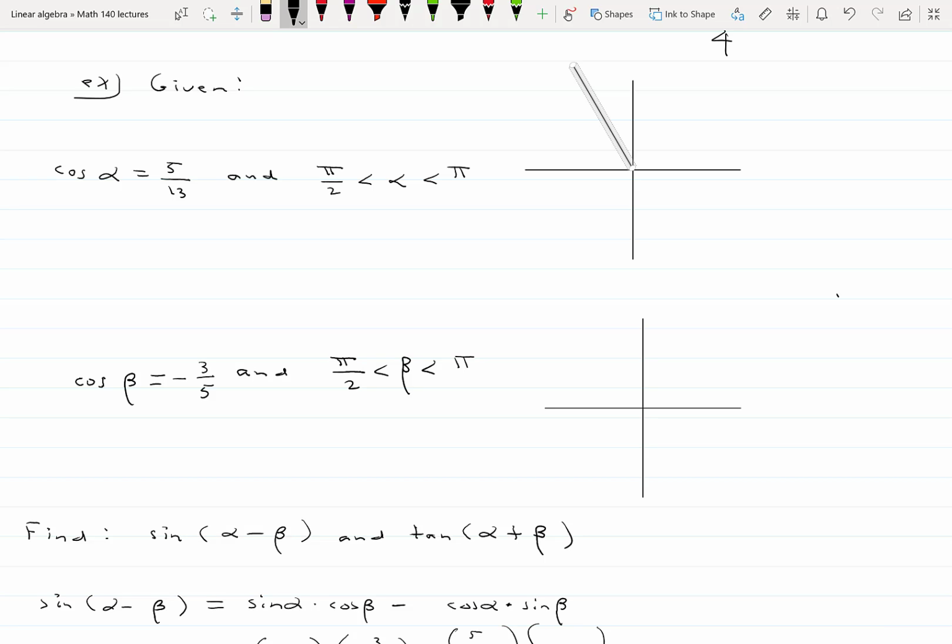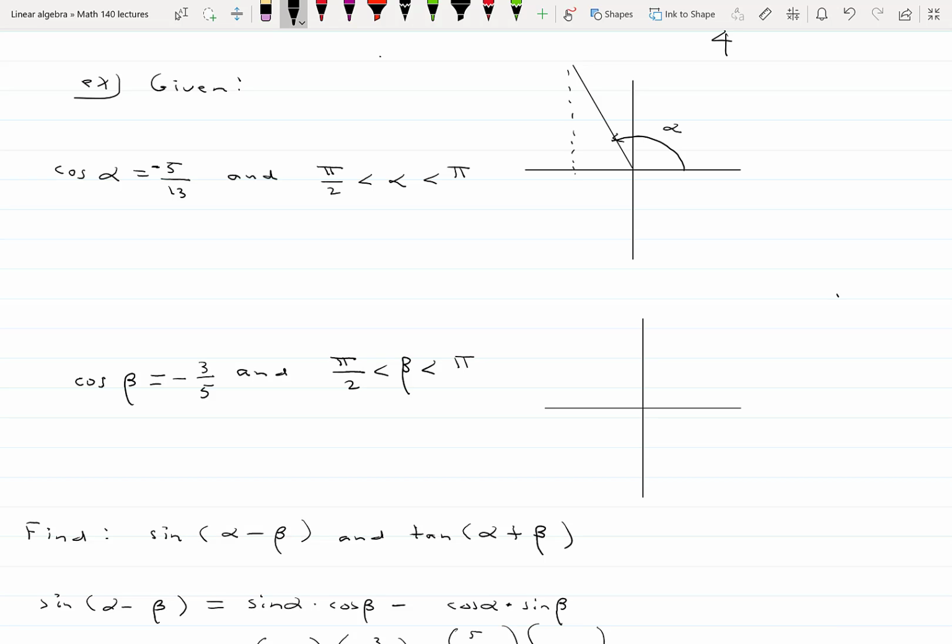Well, I'm just discovering that the cosine of alpha would be impossible to be 5/13. Okay, so I'm gonna fix things a little bit. The cosine of alpha I want to be negative 5/13. I'm sorry about that, students. The cosine of alpha has to be negative 5/13 because the angle alpha is in quadrant 2. Okay, so we're okay. This is an easy fix.